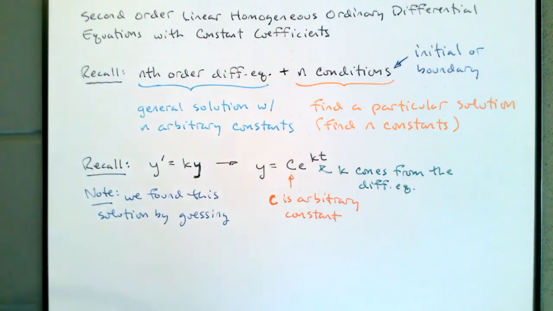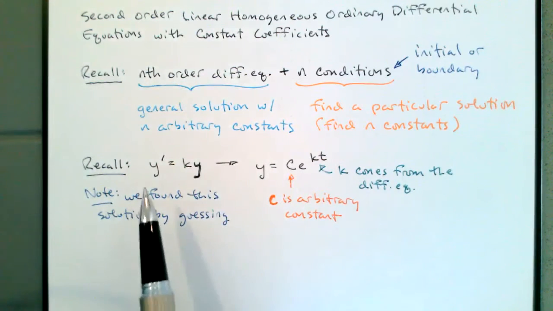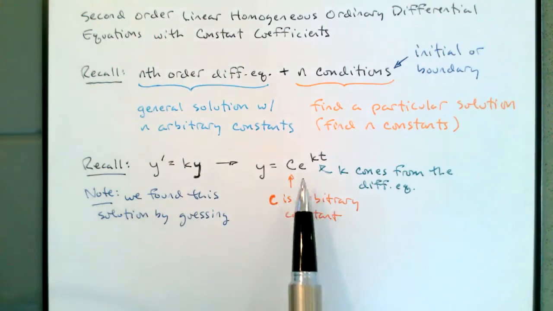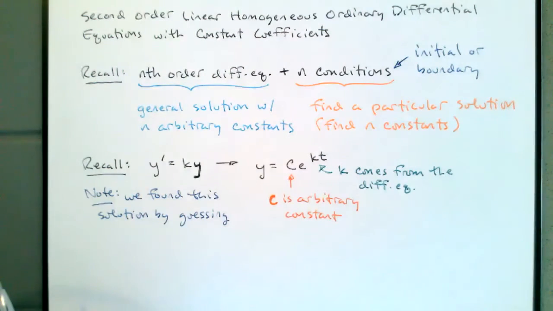So what we want to do today is bump up our first order equation that we solved just by guessing. It should be e to the kt. And I want to bump this up to a second order equation.